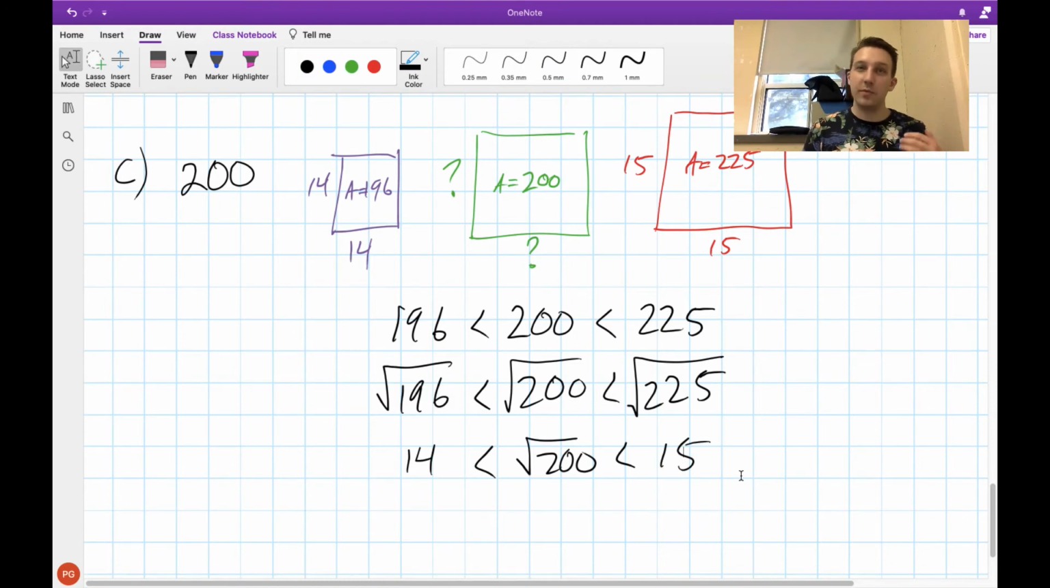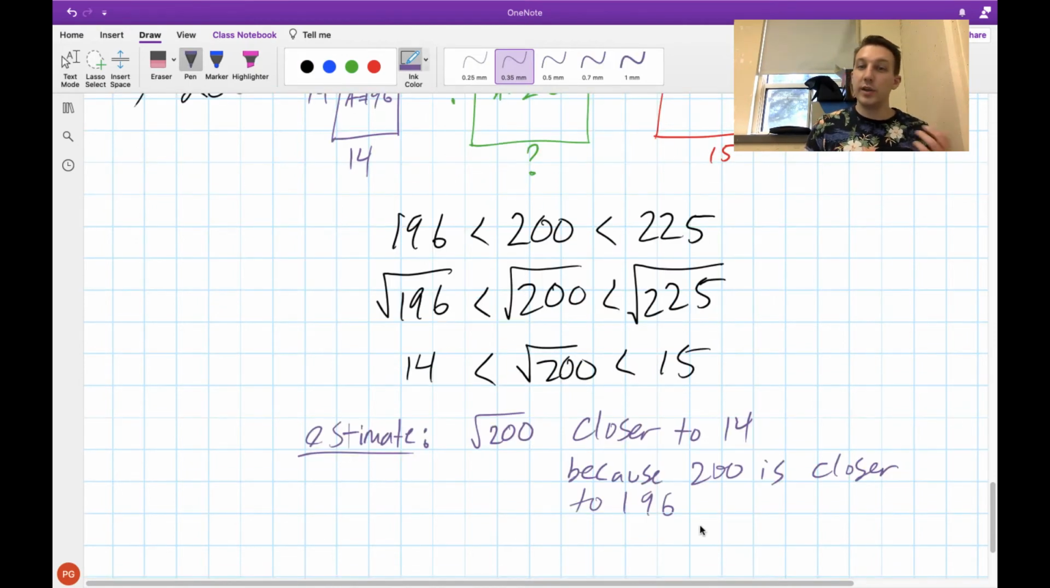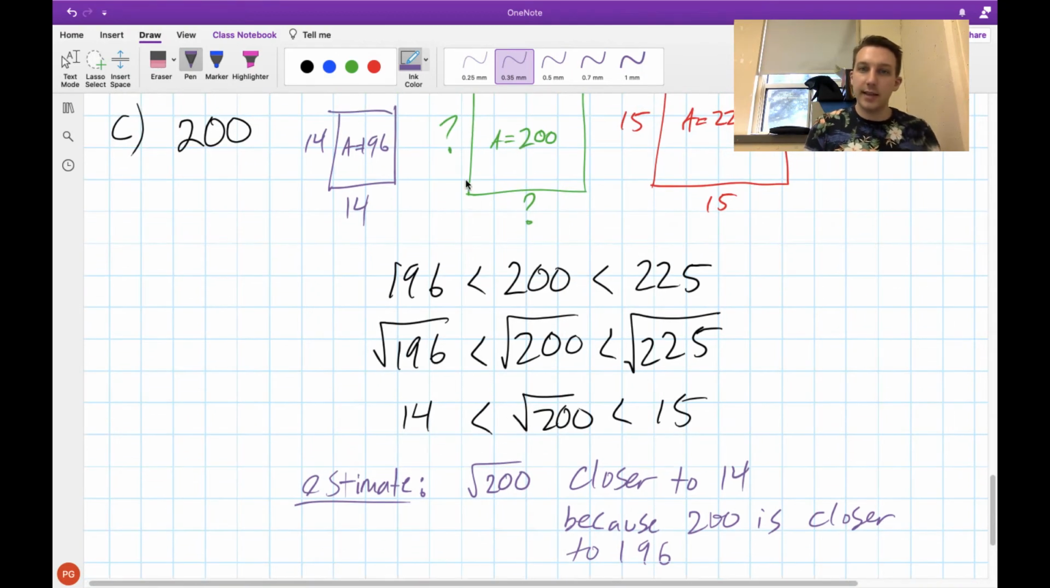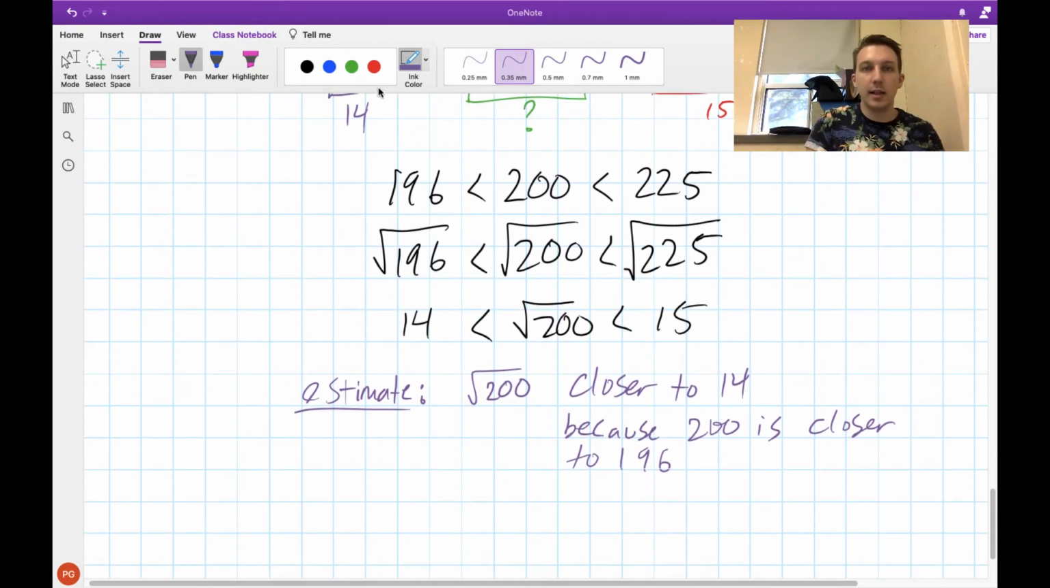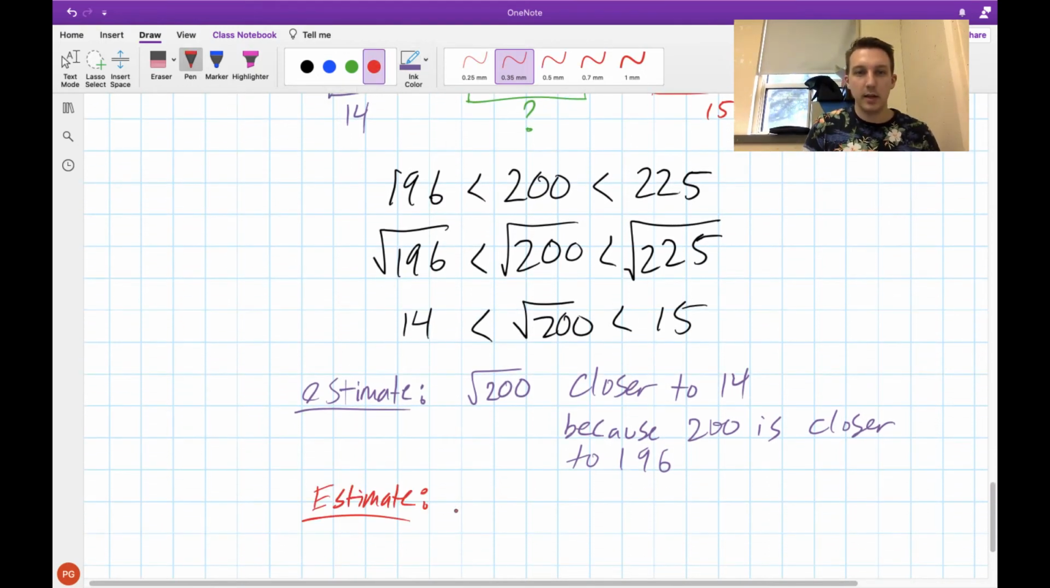Now, using this method, we can't get an exact answer, but we can get something pretty close. Notice 200 is a lot closer to 196 than it is to 225. We could estimate this and say that the square root of 200, the side length for this square, should be closer to 14 than 15, because 200 is closer to 196. So we could make a guess here. Let's say we go to one decimal place. Let's estimate something like 14.2.